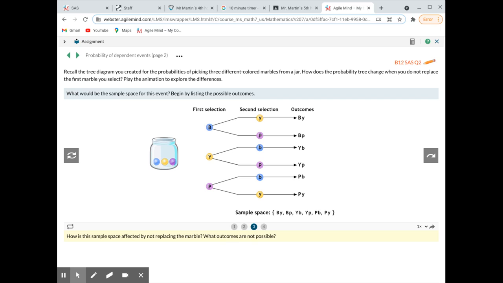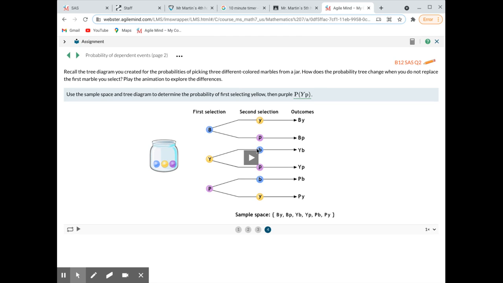Now, what would be the possible outcome for getting a yellow purple? What is the chance, or what is the theoretical probability that we will get a yellow purple? How would you determine that? How many yellow purples are there? 1/6. Why?